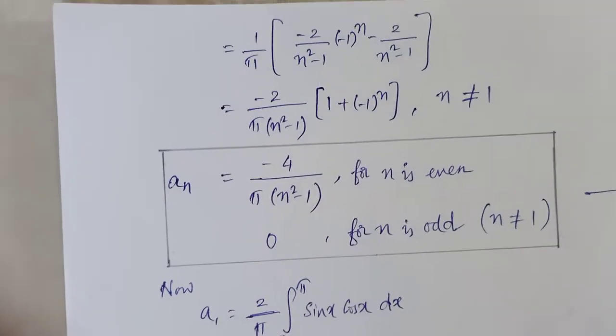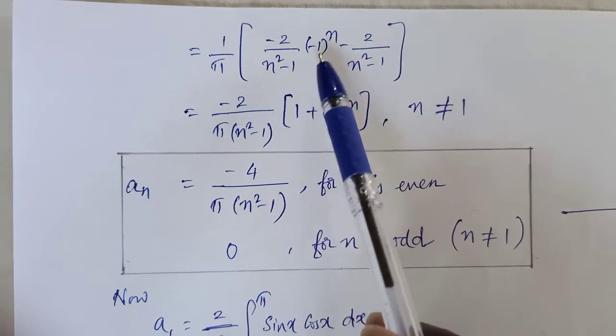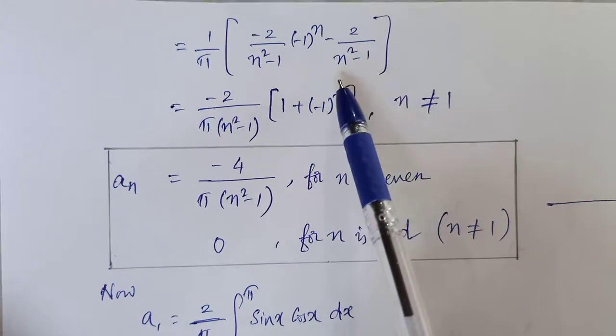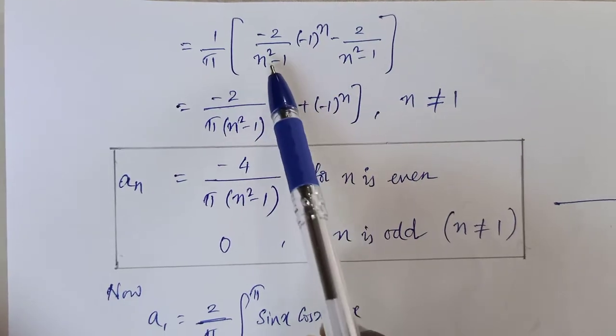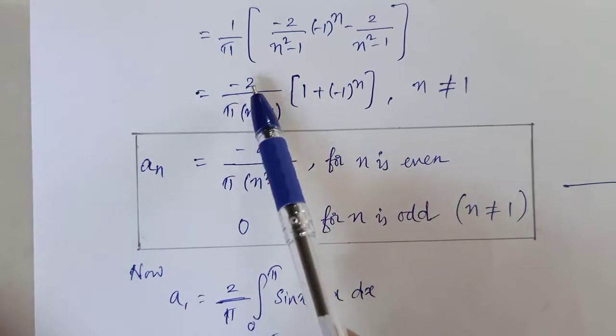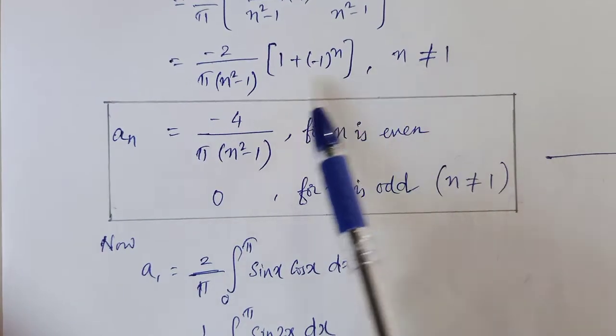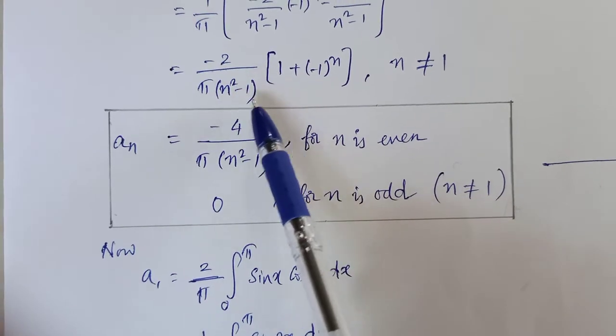Okay. Now here the continuation: 1 by pi minus 2 by n square minus 1, minus 1 whole power n, minus 2 by n square minus 1. What is common here? Minus 2 by n square minus 1 is common, since pi. Minus 2 by pi into n square minus 1 into 1 plus minus 1 whole power n. And here again you can see in the denominator we have n square minus 1.